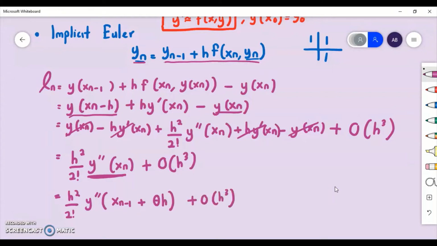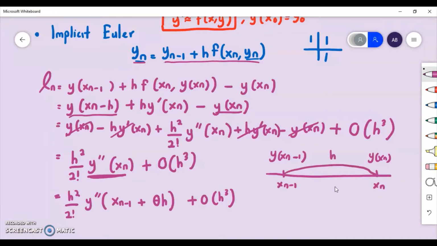What is theta h here? So I've already explained to you, this is my xn minus 1, this is my xn, this is my y at xn, and this is my y at xn minus 1. And this is the step size h. So if you want to look at this term, I can also write y at xn minus 1 plus h. I get this point here.